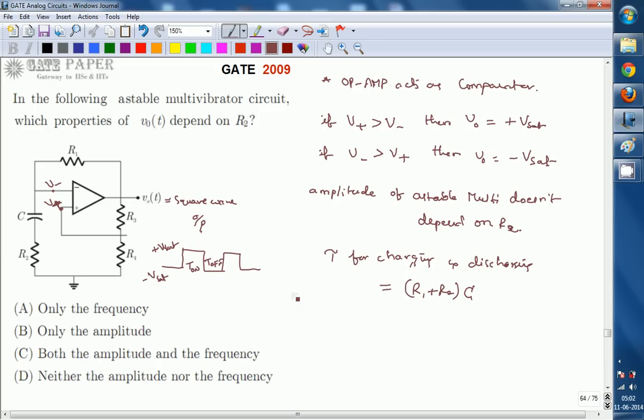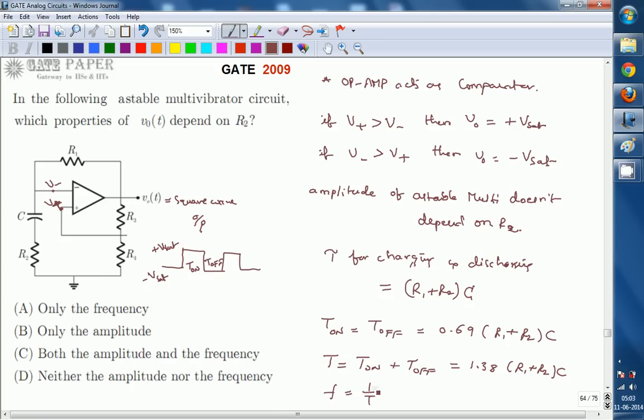So this is tau, the time constant, which decides at what rate the capacitor is charging and discharging. It is given as R1 plus R2 into C. Now, since the time constant is the same for the on and off periods, T on is equal to T off, which is 0.69 into R1 plus R2 into C. The total time period is T on plus T off, which is 2 times this value, 1.38 times R1 plus R2 into C, and the frequency of this signal is 1 by T.